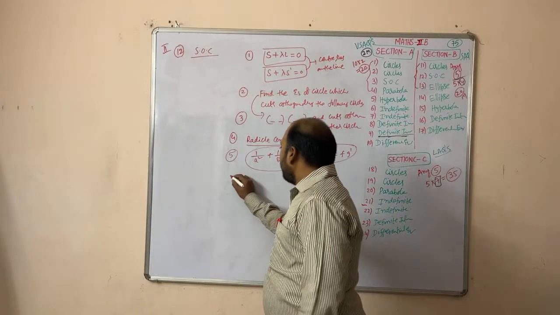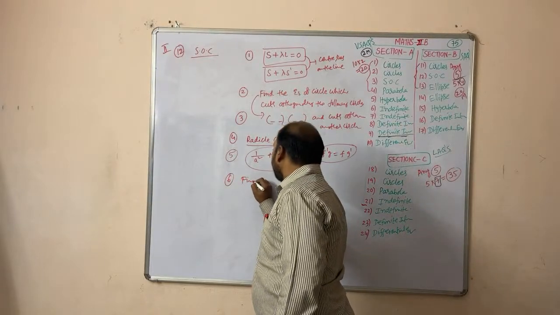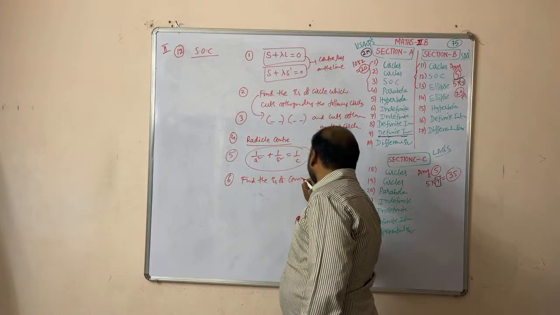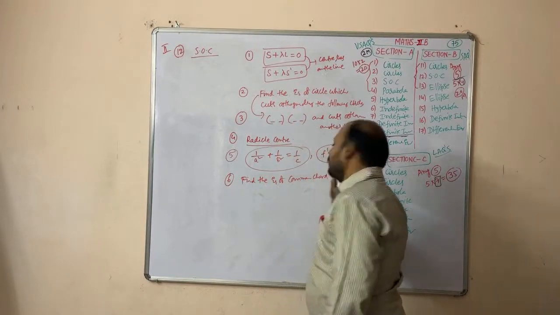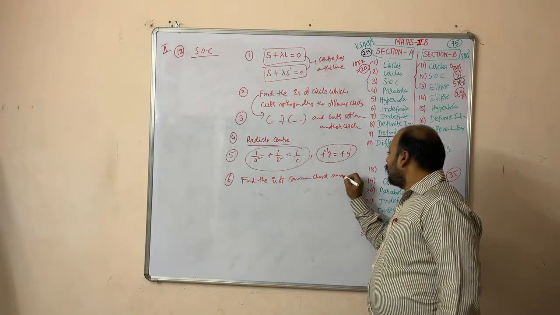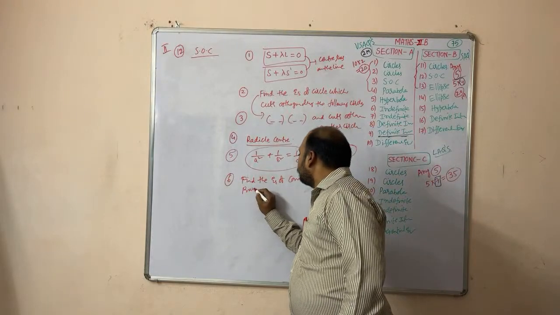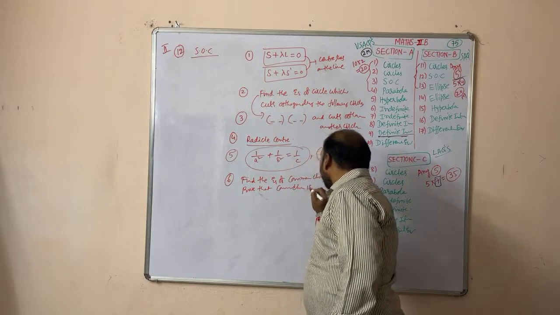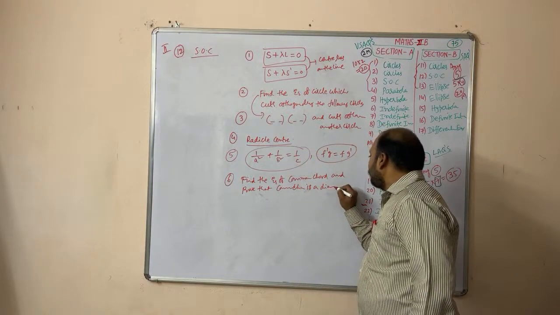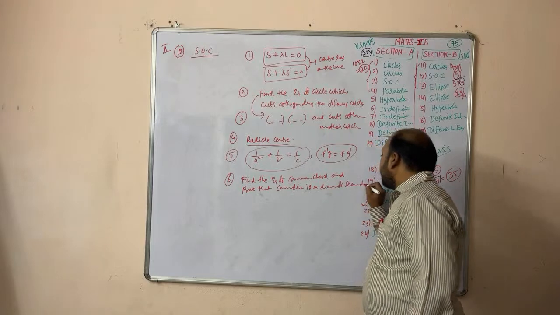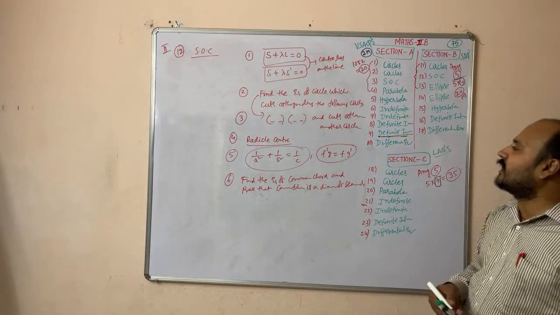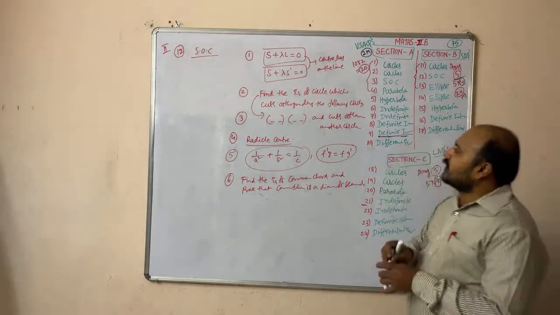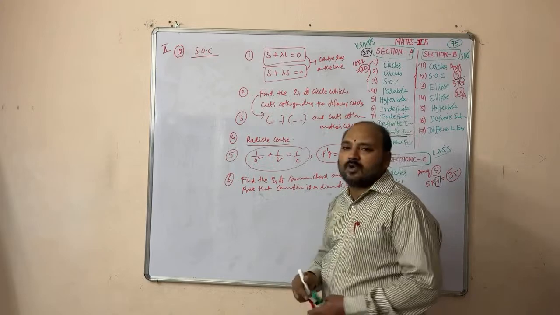Find the common chord, that is another question. Find the equation of the common chord and prove that the common chord is the diameter of the second circle. This is the way they will ask, dear students. So from system of circles, you should concentrate on these types of questions.